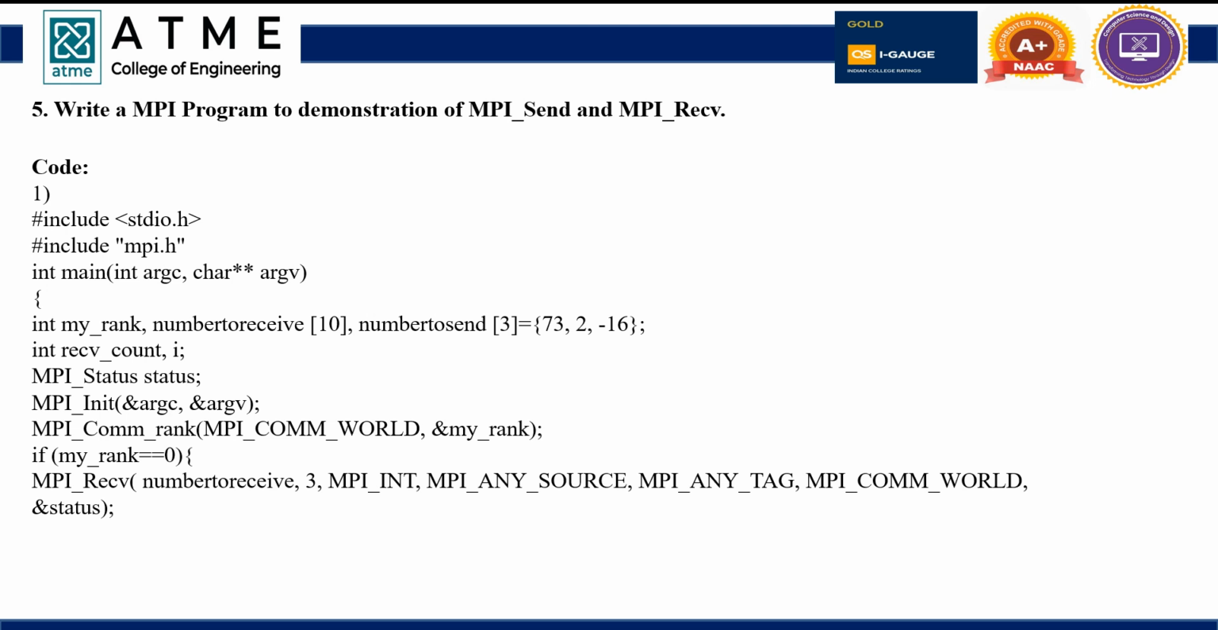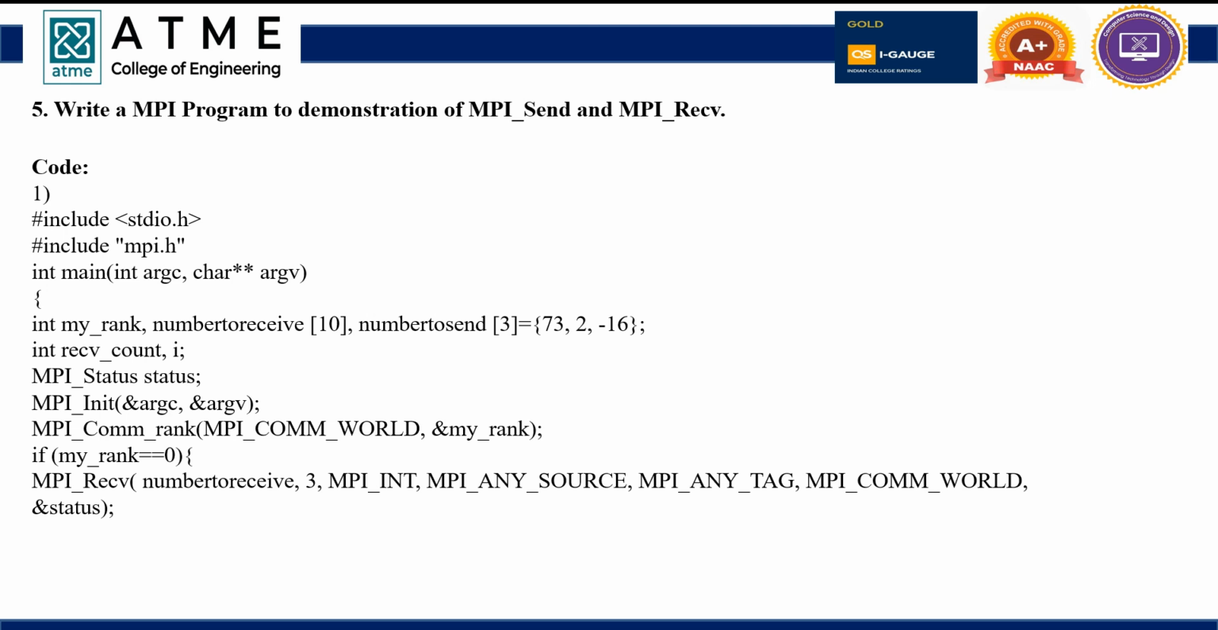When we say MPI Send, it is a blocking communication function used to send data from one process to another. When we say MPI Receive, it is also a blocking function and it is used to receive data from another process. Now, let us understand the program step by step.